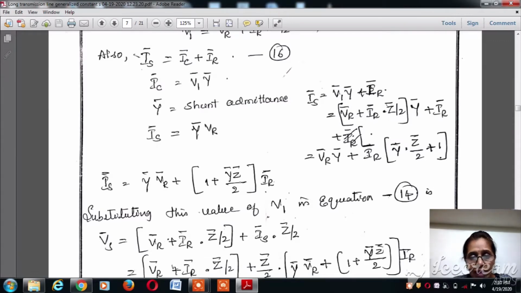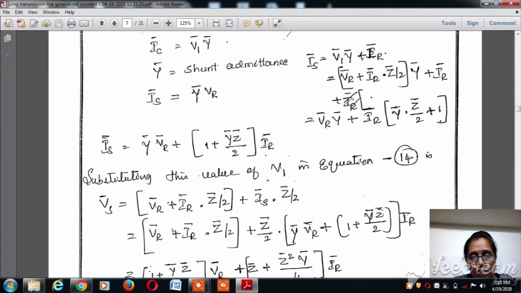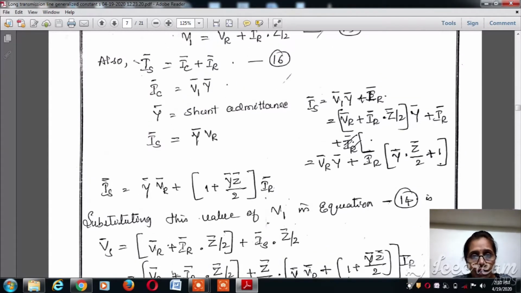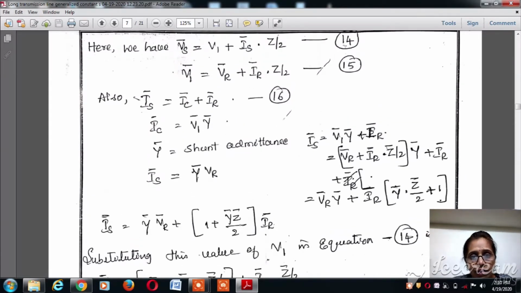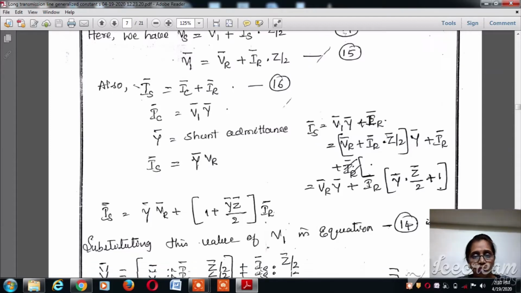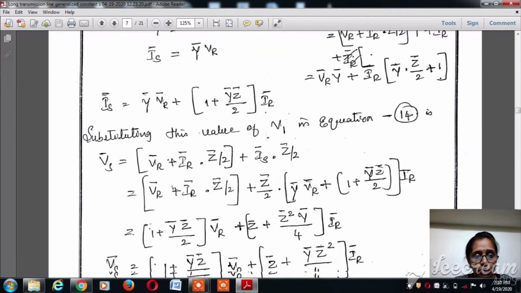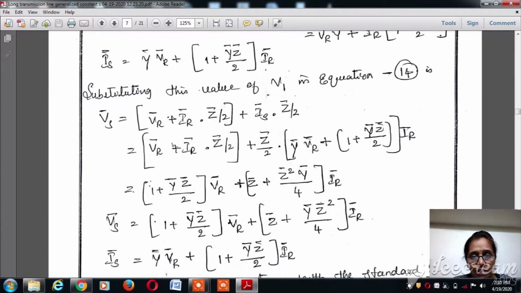Now writing the equation, Is is equal to Y into VR plus 1 plus Y into Z divided by 2, whole multiplied by IR. Substituting this value of V1 in equation 14, where equation 14 is Vs equal to V1 plus Is into Z divided by 2, substitute this Is factor from the equation. We will get Vs is equal to VR plus IR into Z divided by 2.